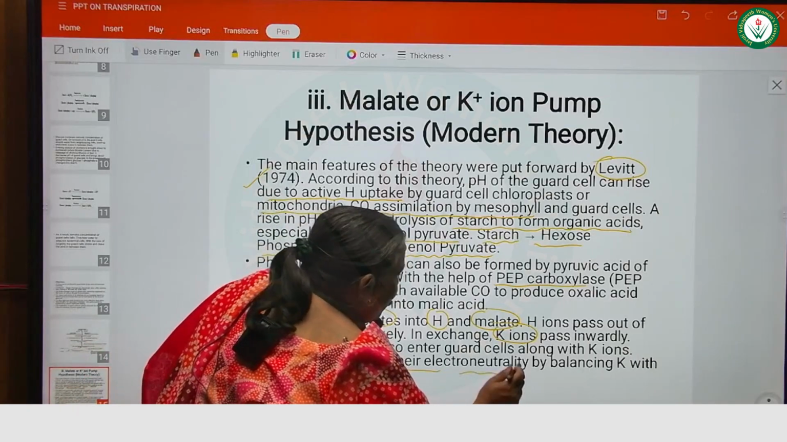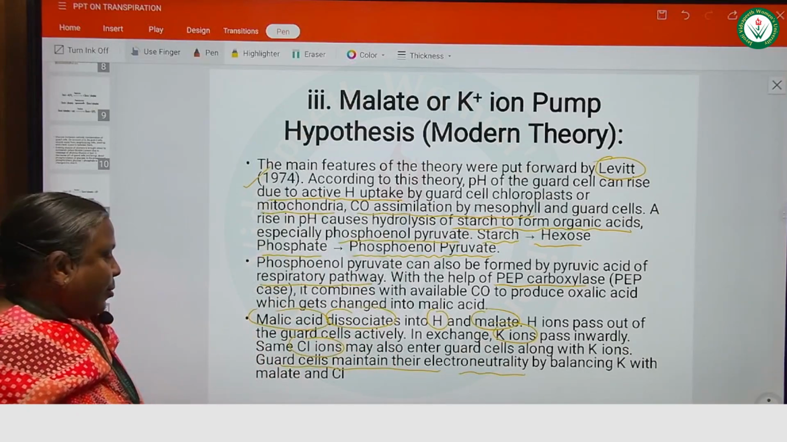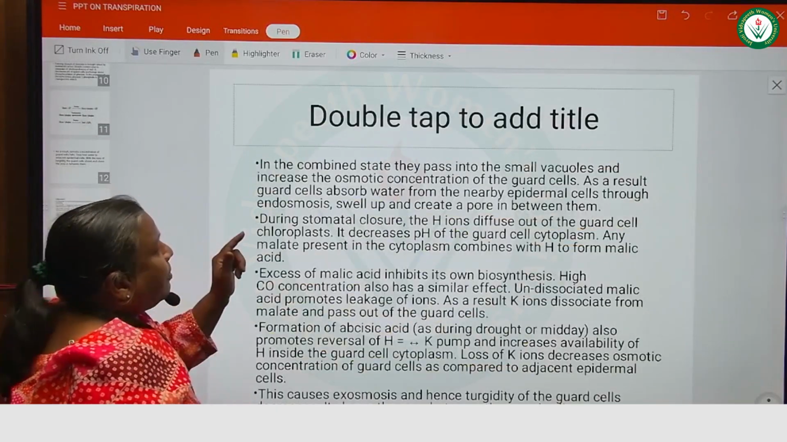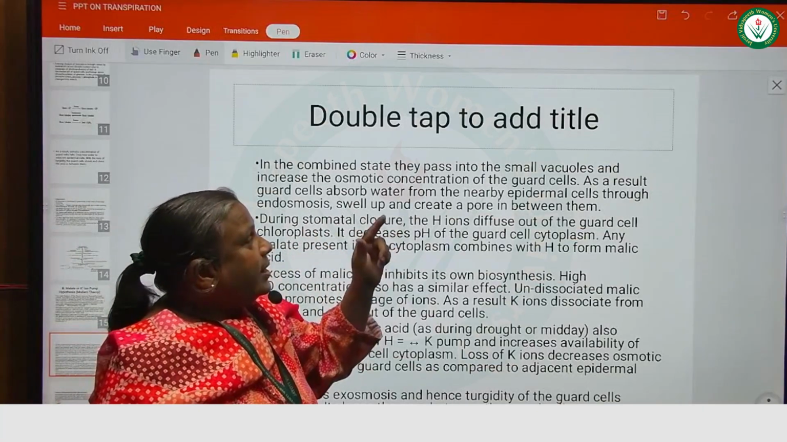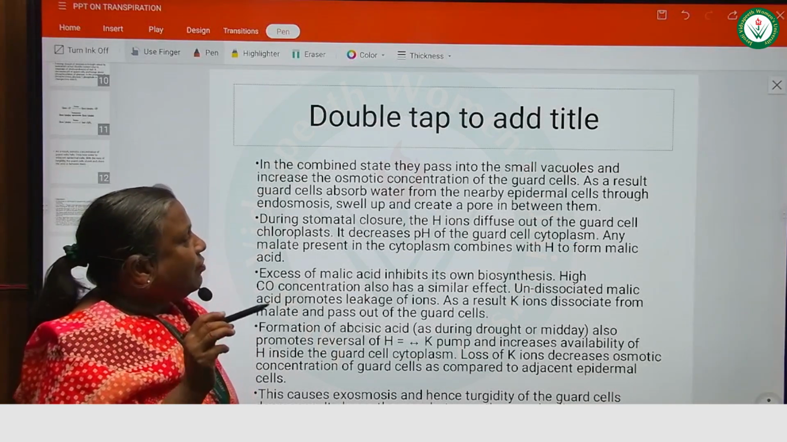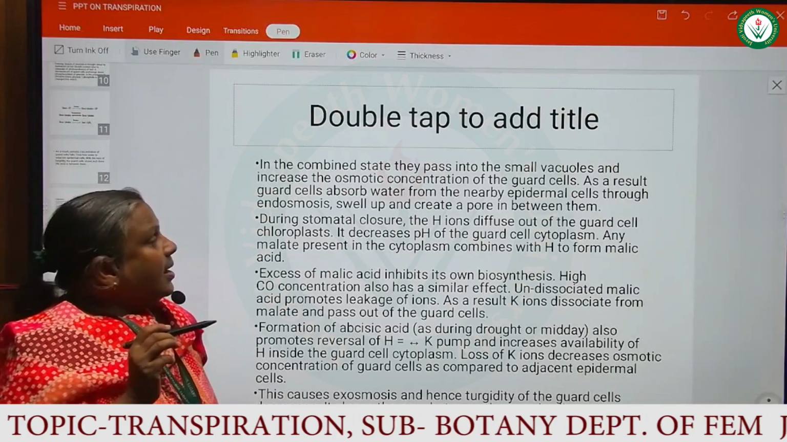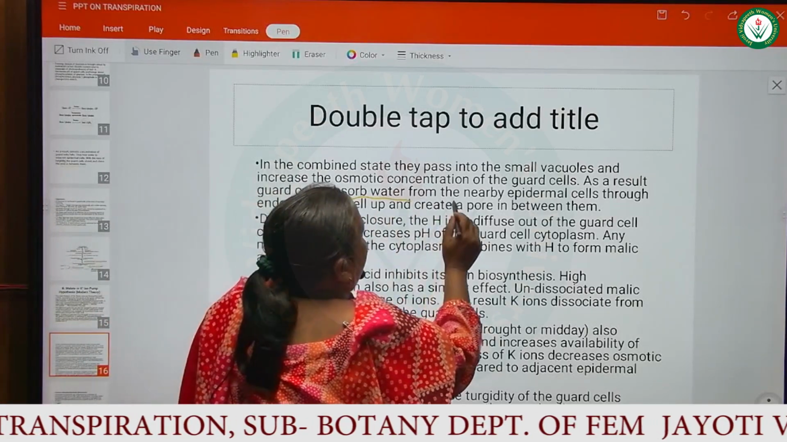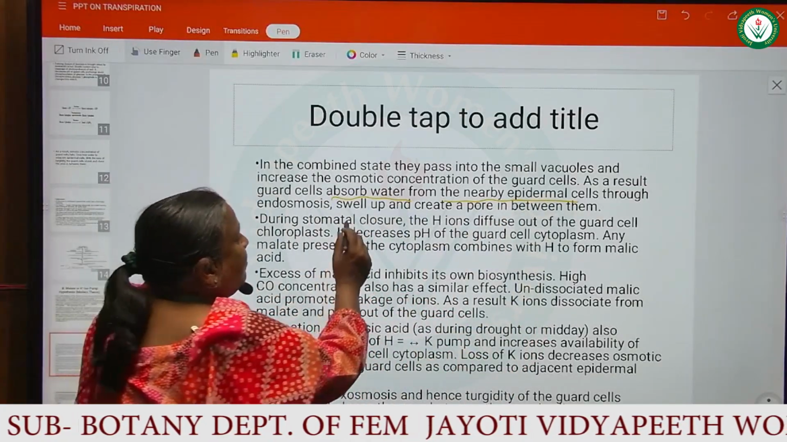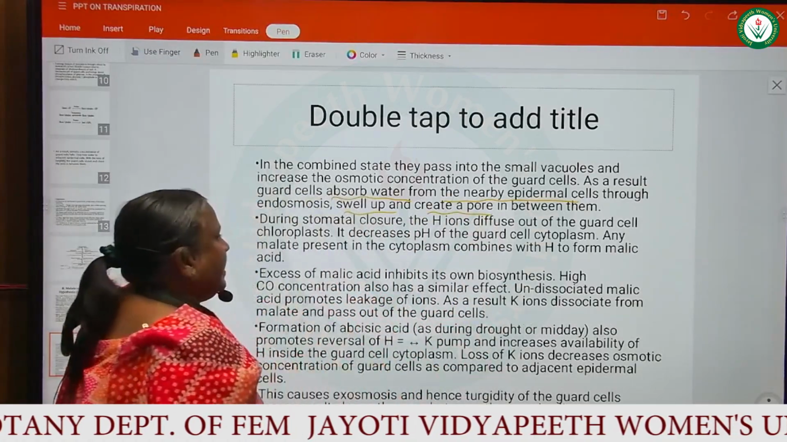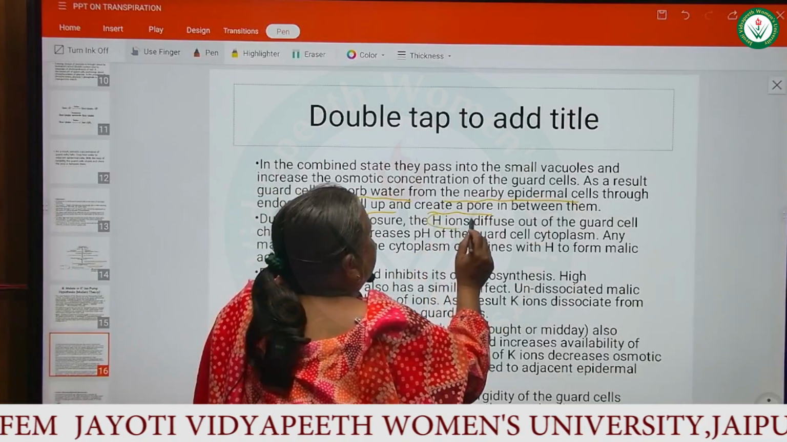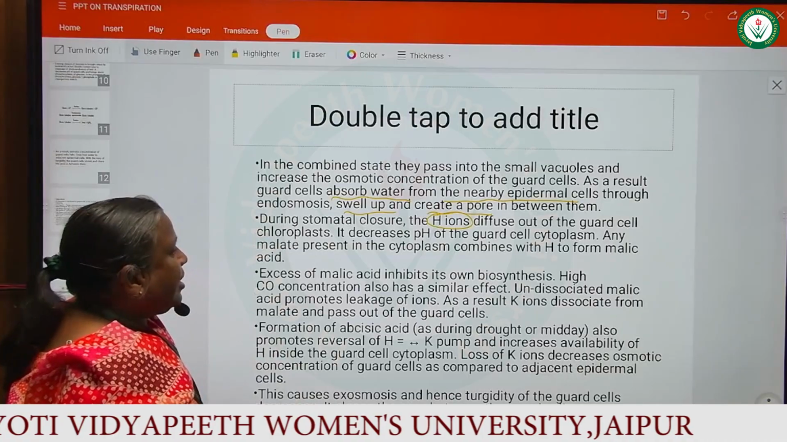So the potassium ions are entering inside the guard cells, and the guard cells maintain their electroneutrality by balancing the potassium ions with malate and chloride ions. So in the combined state, they pass into the small vacuoles and increase the osmotic concentration of the guard cells. As a result, guard cells absorb water from the nearby epidermal cells through endosmosis, swell up and create a pore in between them. During stomatal closure, the hydrogen ions diffuse out of the guard cell chloroplast.